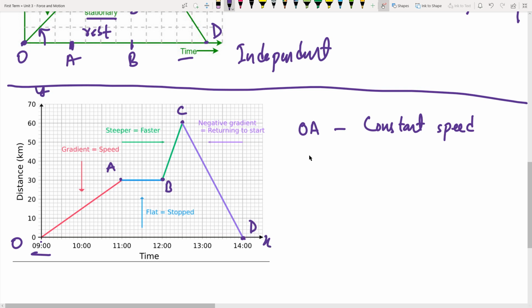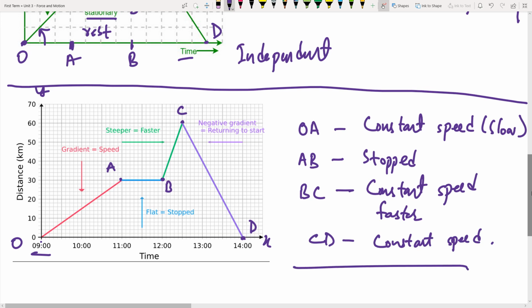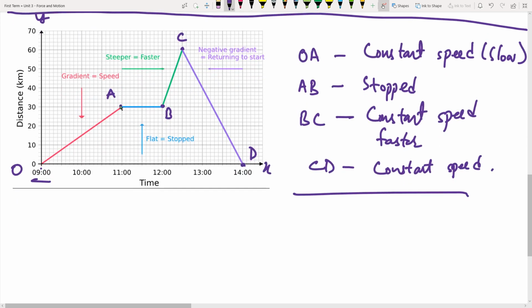From A to B she stopped for something, perhaps to meet someone, and then she looked at the watch and saw that she's getting late for her drop-off, so she's going to run faster or ride faster, right? And then at that point, this is again constant speed but faster. Let's call this slow, right, compared to this one, BC, right? And then from C to D she's returning again, that is constant speed, except that she's returned to the start, right? She's coming back home.